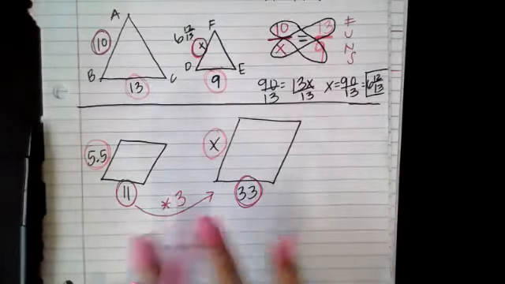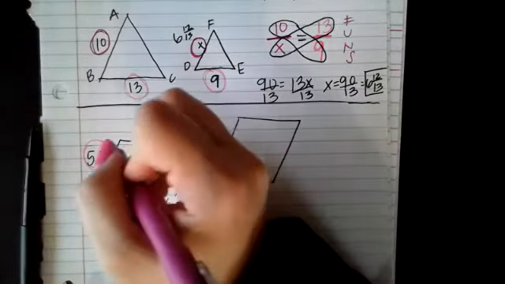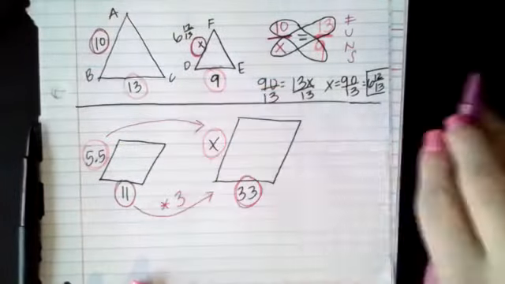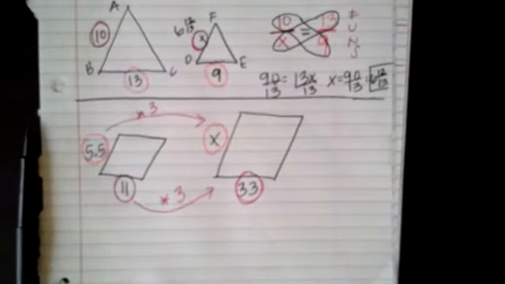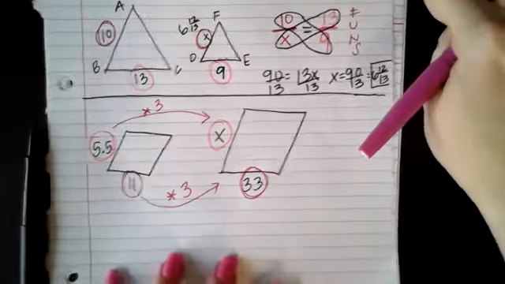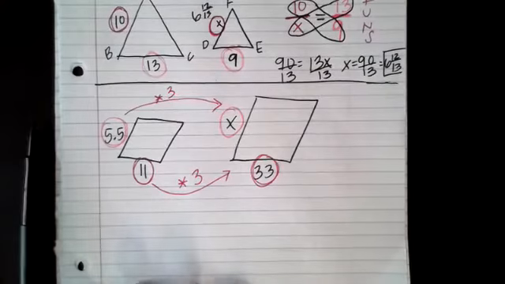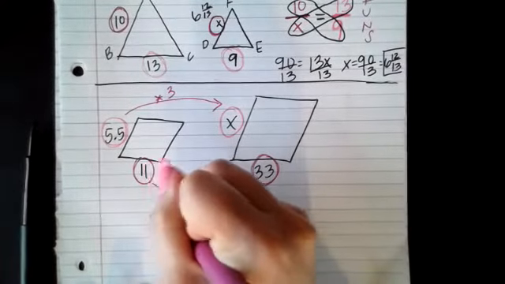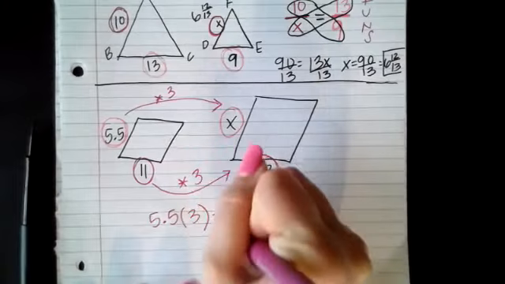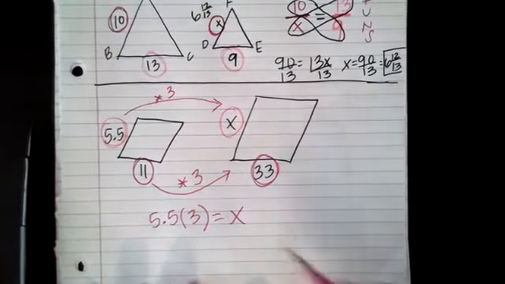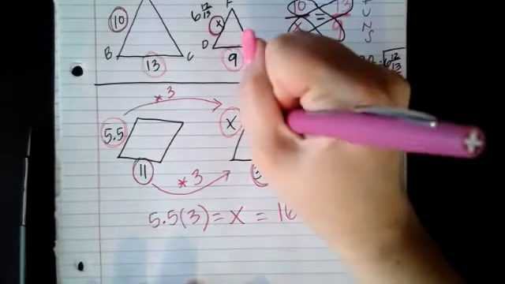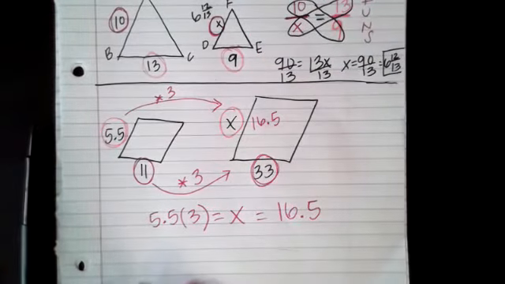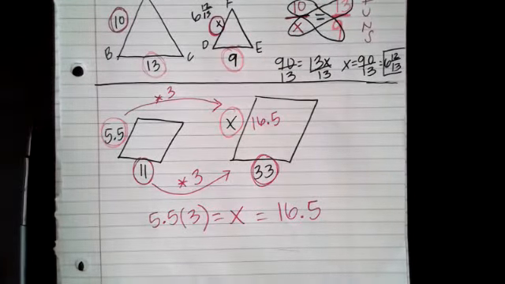And since I'm telling you that these two are similar figures, in order to figure out what x is equivalent to, I'm just going to multiply 5.5 times 3. And that's going to tell me what my value for x is equal to. So if I do 5.5 times 3, I'm going to be able to figure out the value for x. And 5.5 times 3 is equal to 16.5. So that means that this value for x right here should be 16.5. So in this case, I didn't really need to set up a proportion.